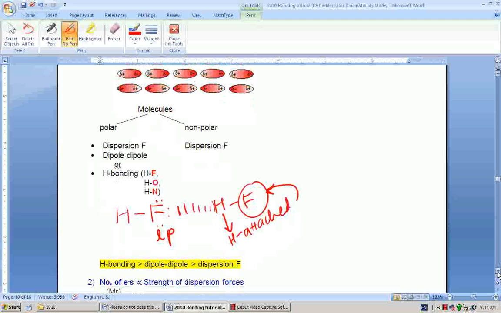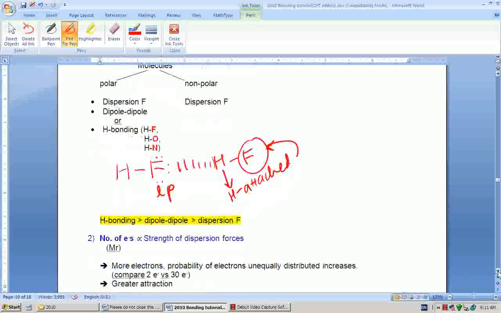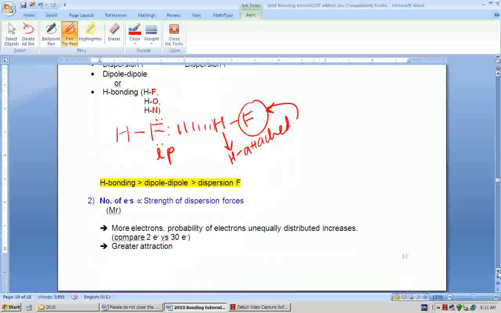The comparison of these three types of intermolecular forces are as follows. Hydrogen bonding is stronger than dipole-dipole interaction, stronger than dispersion forces. So, for the first criteria, basically you are comparing the strength of the various intermolecular forces of attraction and seeing whether you can explain the physical properties of various simple molecules. Number 2. If number 1 fails, maybe there is a second factor that you have to consider.